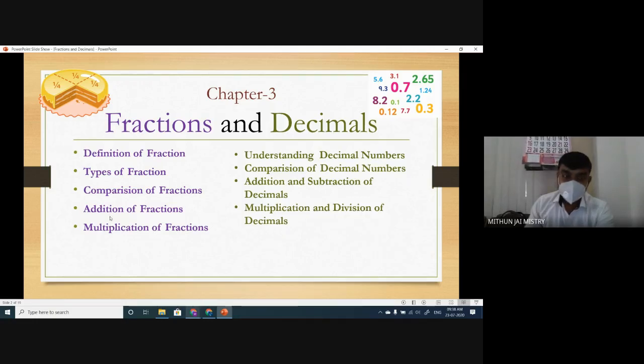So here, when I say addition, subtraction is also included. Here, when I say multiplication, division is also included. Please try to understand that. If you want, you can take a screenshot of this. So these are the concepts, the topics which we are going to cover in this chapter 3.